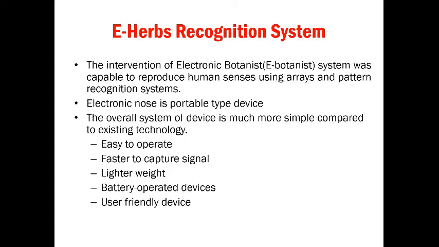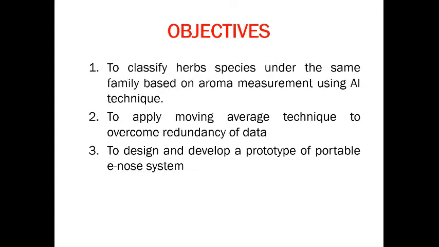So we try to develop INOS, a portable device, and it's much simpler compared to the existing technology. It is easy to operate, faster to capture signal, lightweight, and a user-friendly device. The objective of this project is to classify the herb species under the same family based on aroma measurement using the AI techniques, to apply the moving average technique to overcome the redundancy of the data, and to design and develop the portable INOS system.